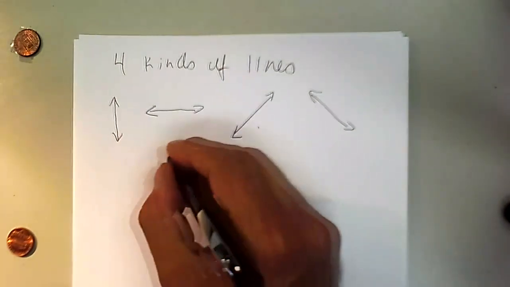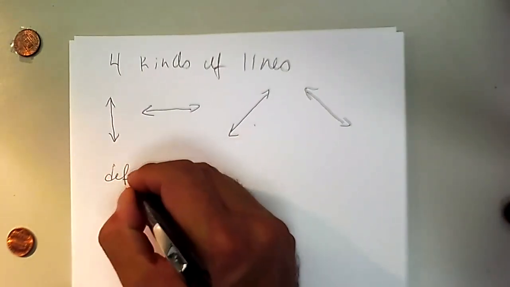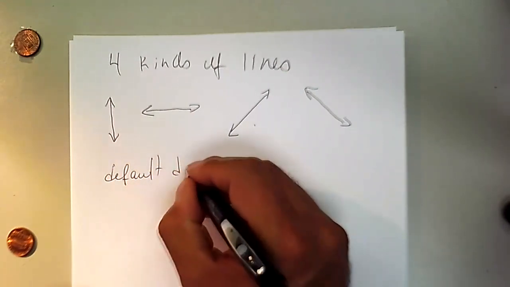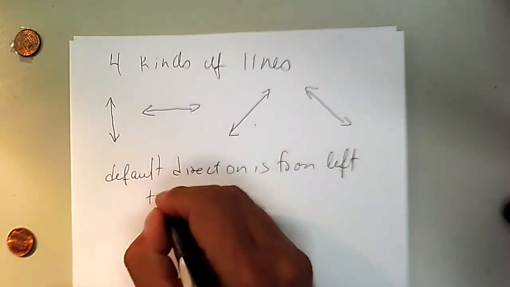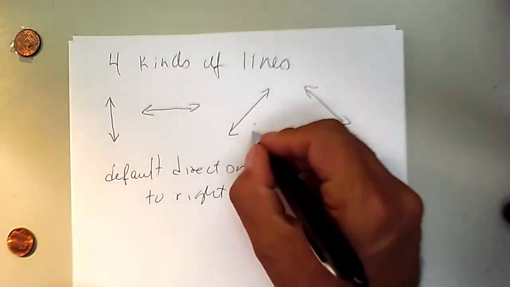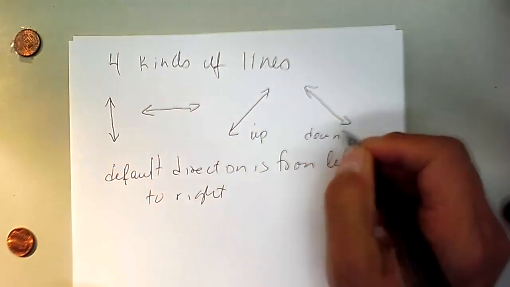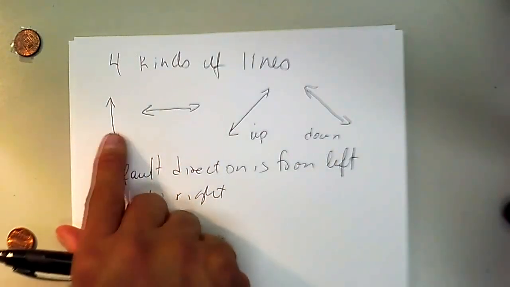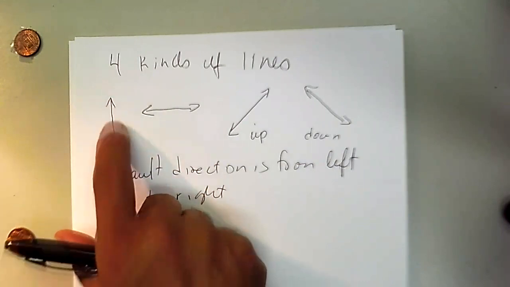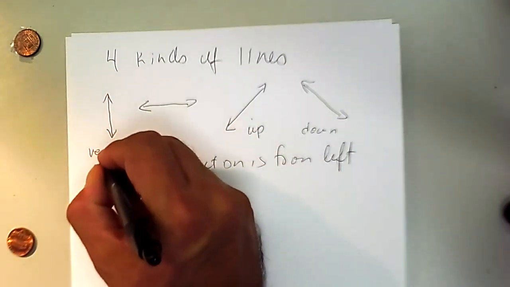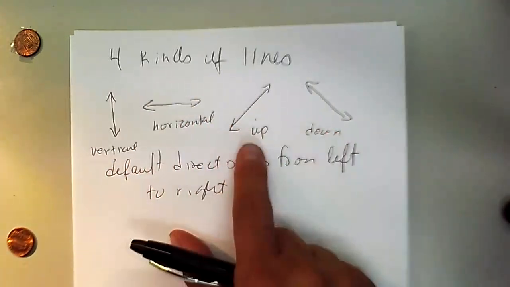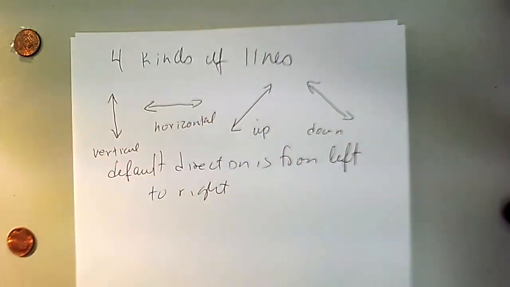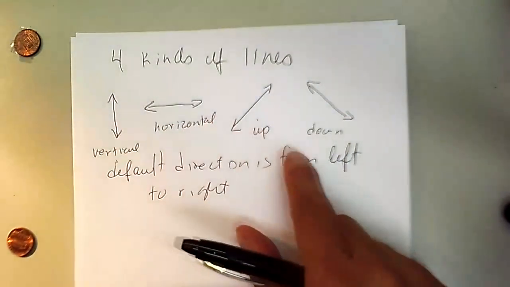So the default direction is from left to right. So this one is going up, this one is going down, this one is really not going up because there's no left and right. There's no from left to right. So this one is just called vertical. And this one is called, of course, horizontal. Okay, up, down, horizontal, vertical line. Okay, so those are the basic things.